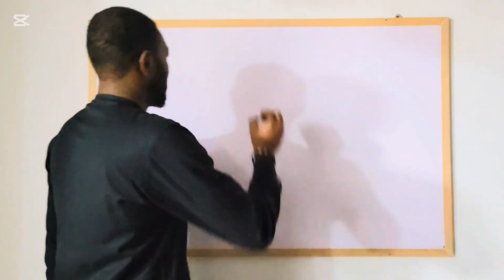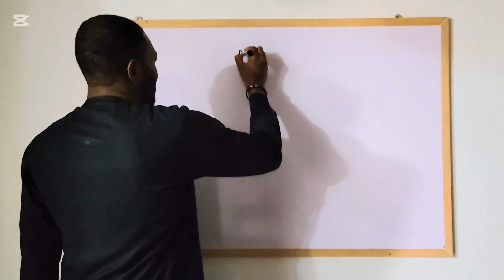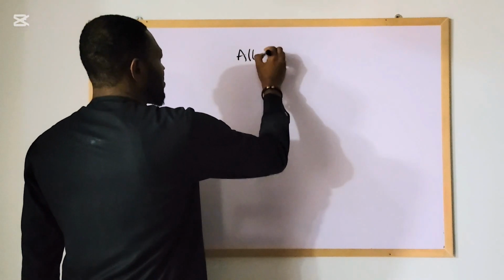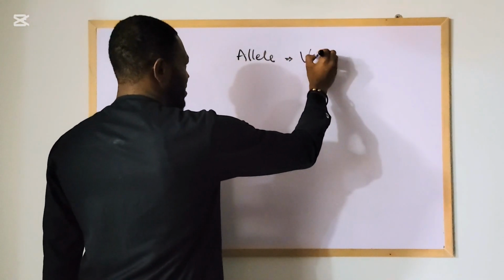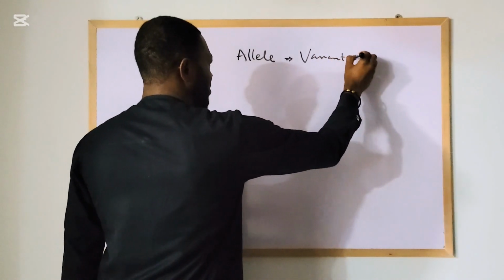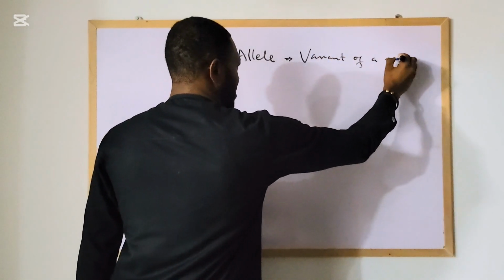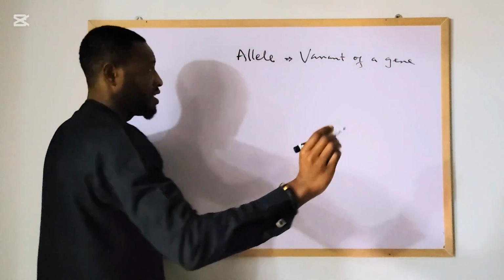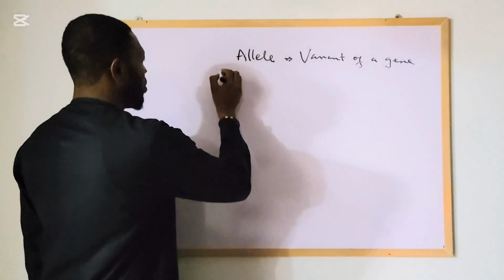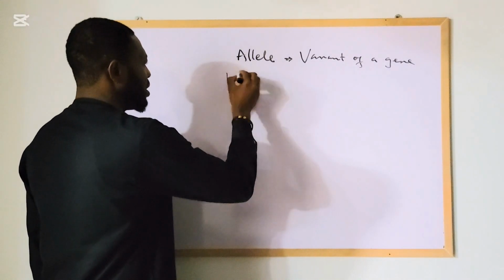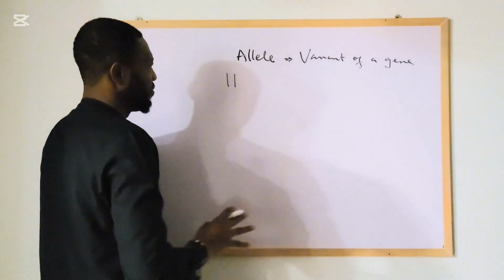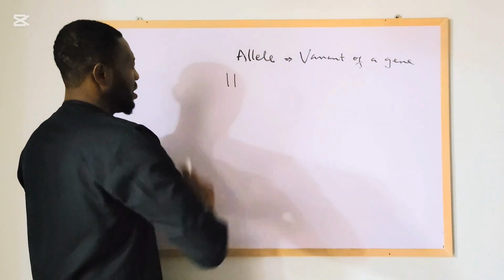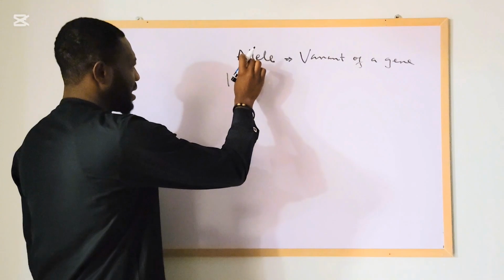Number one, allele. Okay, an allele is a variant of a gene. And usually, every individual inherits one variant from each parent. Okay, that makes it a pair of genes. So each of these variants is called an allele.